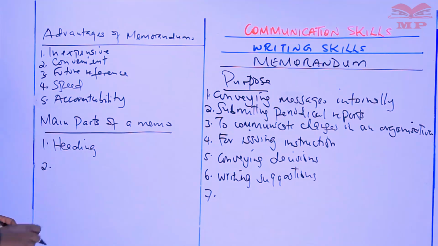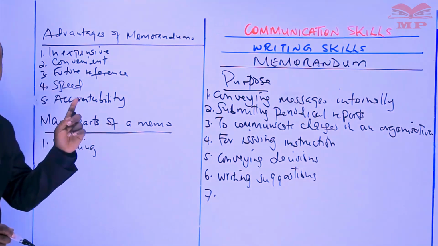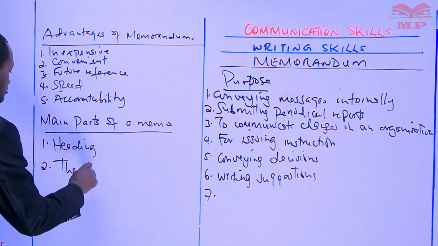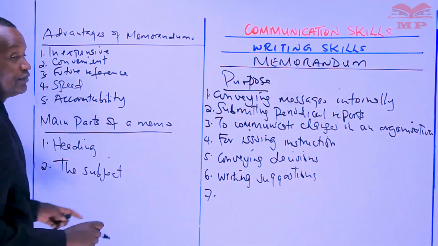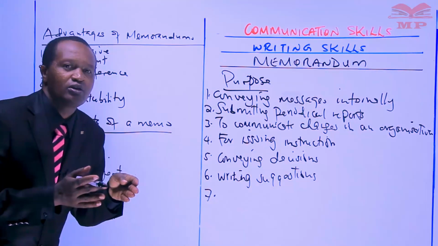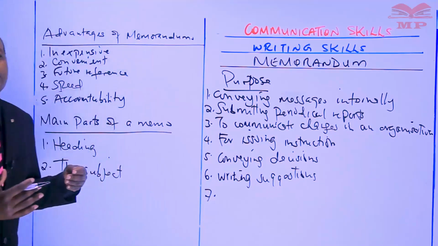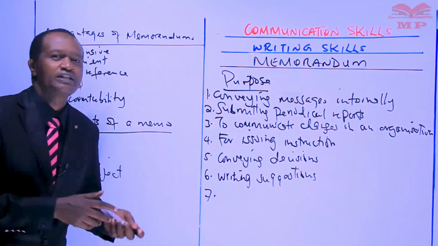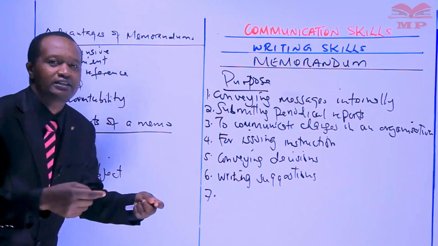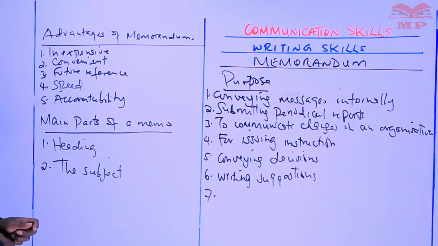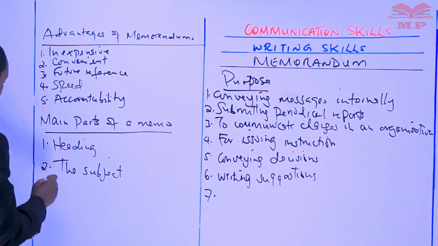Then number 2, the second part of a memo is the subject. Now, a subject is a brief statement on what the memo is about. And the subject helps the reader to prepare for the content, and it also assists in filing the correspondence for future reference. Then there is number 3, the message or the body.